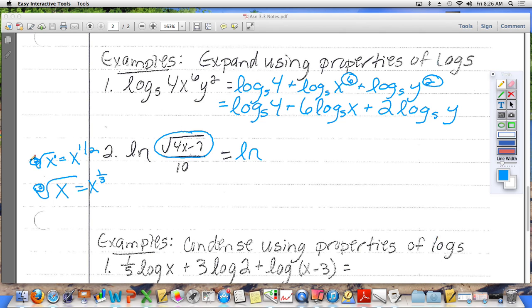So the square root of x is the same thing as x to the 1/2 power. The cubed root of x is the same thing as x to the 1 divided by 3 power. What if you have the 4th root of x? You have a 4. It would be x to the 1/4 power. Let me throw a curve at you.